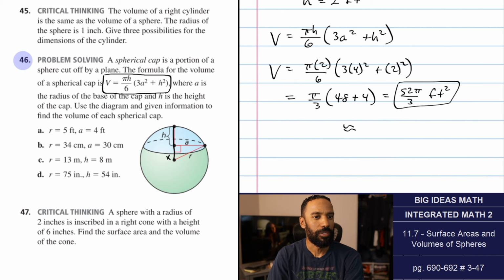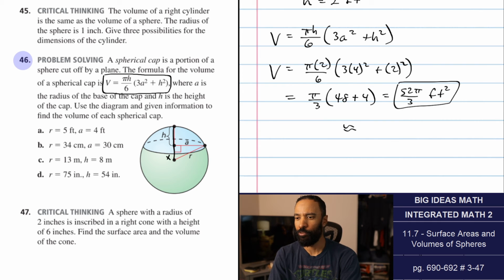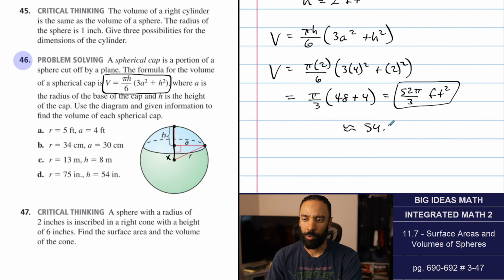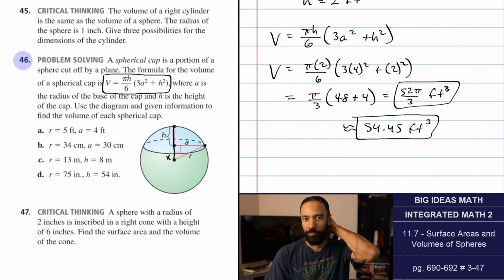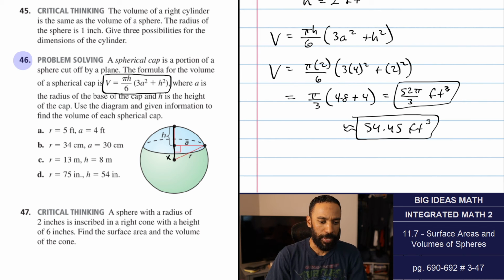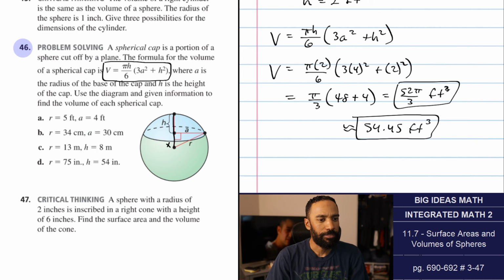The rounded answer, I haven't used the calculator in a while, it turned off. 52 pi over 3 is 54.45. 54.45 cubic feet, not square feet. I apologize. Cubic feet of that guy. 54.45. Okay, let's go to part B, where I have 34 centimeters and 30 centimeters.